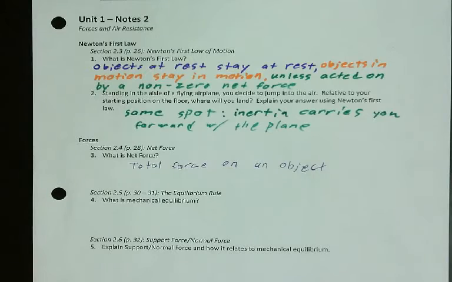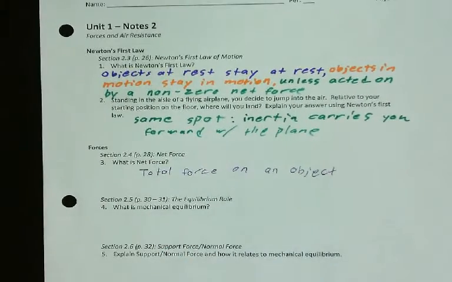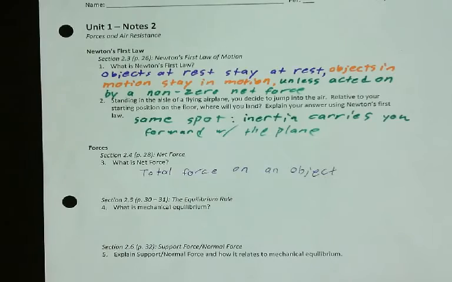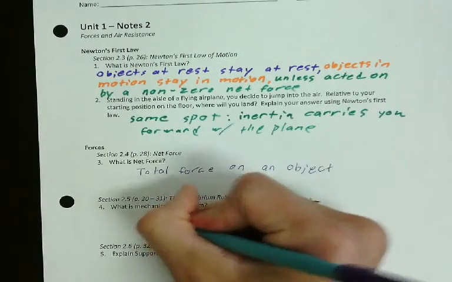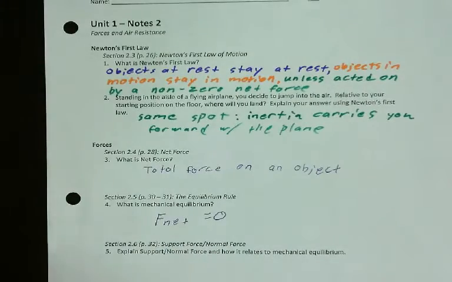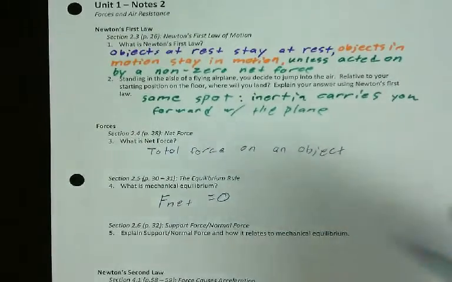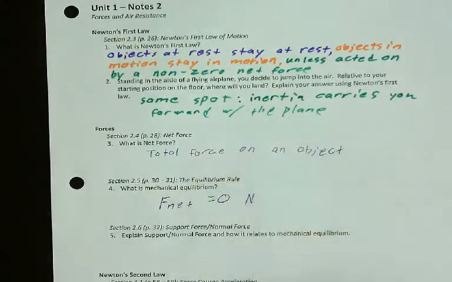Okay? Good. Let's see. Riley, do you all have 4? You had 4, right? What'd you get for mechanical equilibrium? Net force on something is 0. Bingo. Equilibrium is when the net force is 0. 0 newtons.